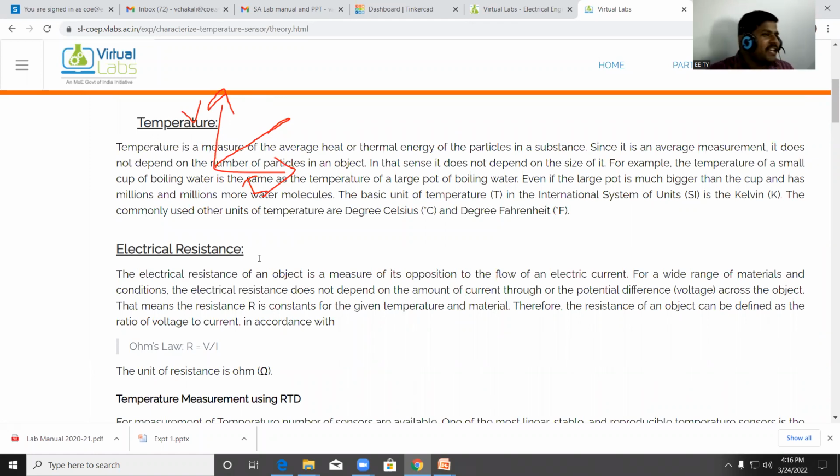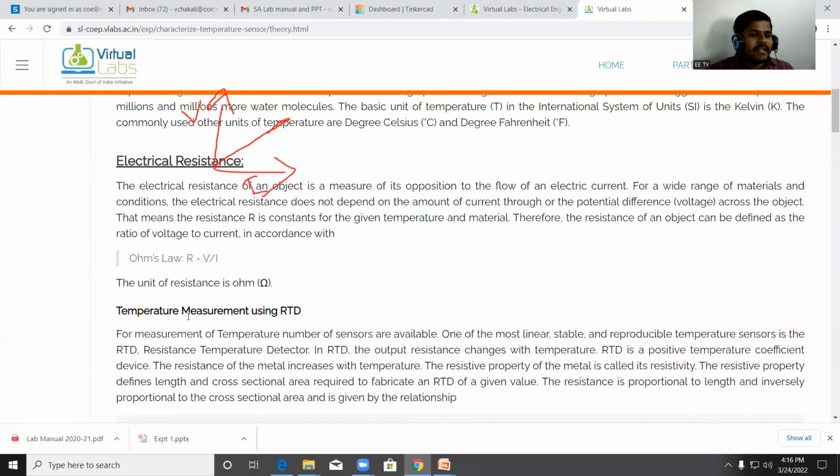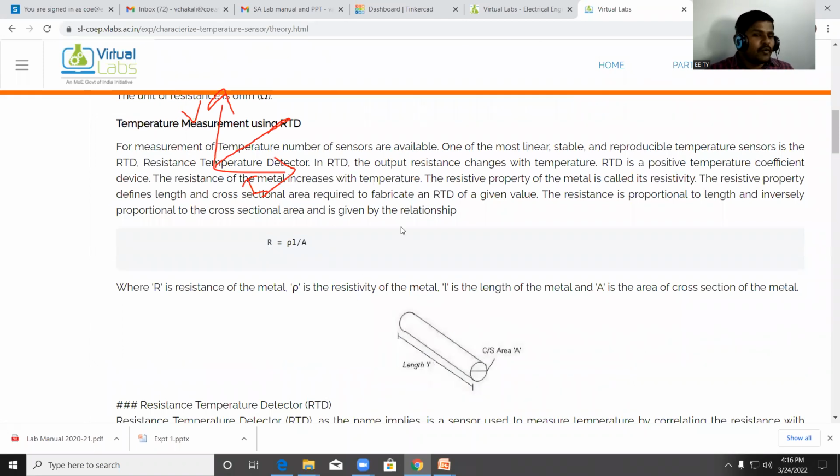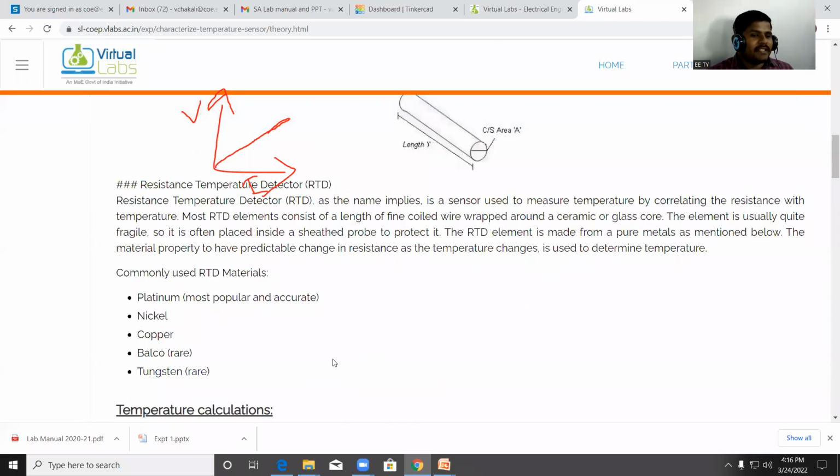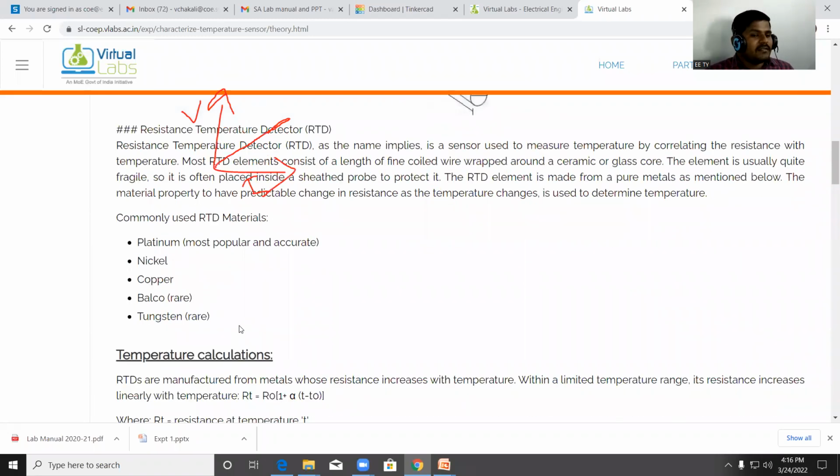Resistance of any material depends upon R equals rho L upon A, where rho is the resistivity, L is the length of that conductor or material, and A is the cross-sectional area of that material. So R equals rho L divided by A. Suppose we are considering one conductor having an area and a length, a resistive temperature detector. Some commonly used RTD materials are also given here: platinum, nickel, copper, Balco, and tungsten, right?